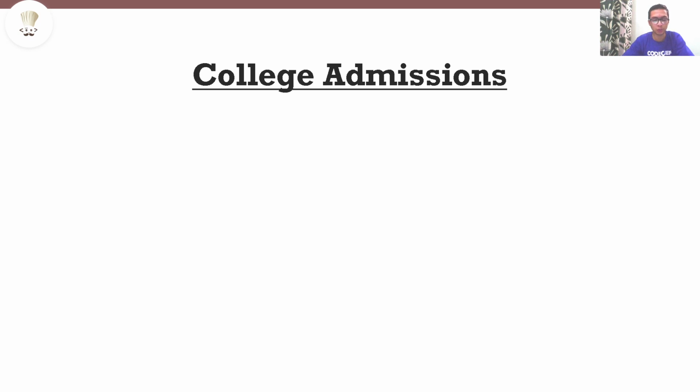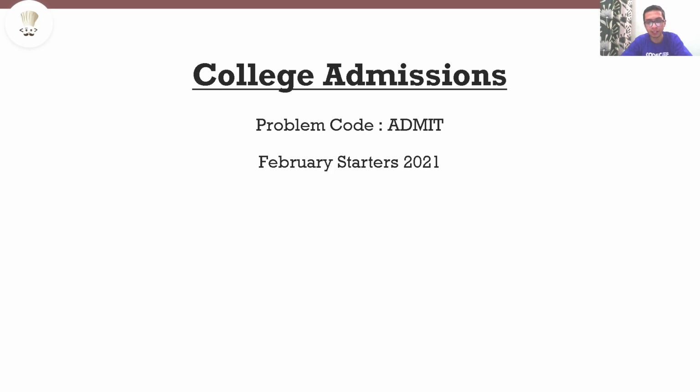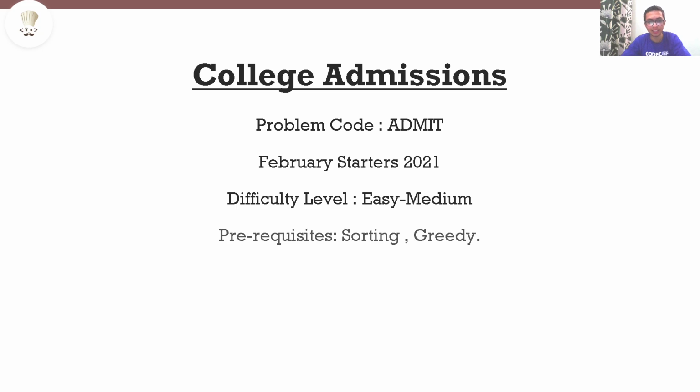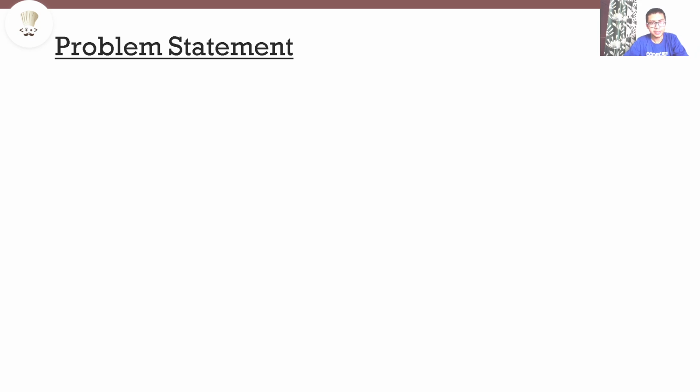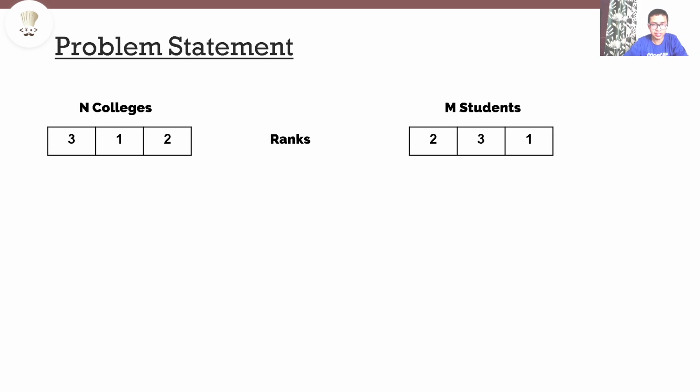In this video, we are going to solve College Admissions, which appeared in Feb Starters 2021. The difficulty level is easy to easy-medium, and the prerequisites are sorting and greedy algorithm. The problem statement says that we have N colleges and M students, and the ranks of both colleges as well as students are given to us.